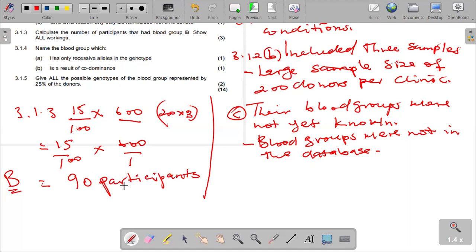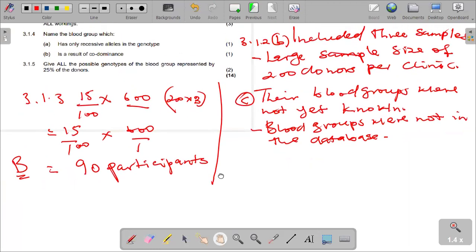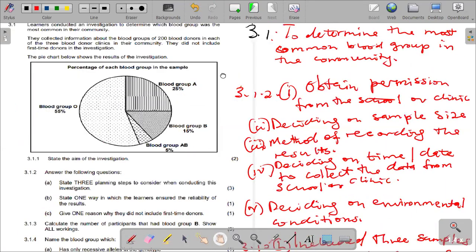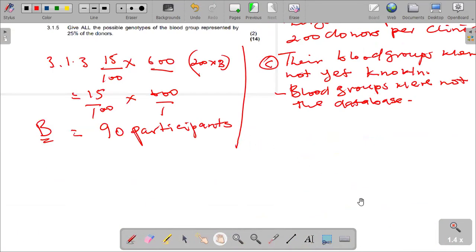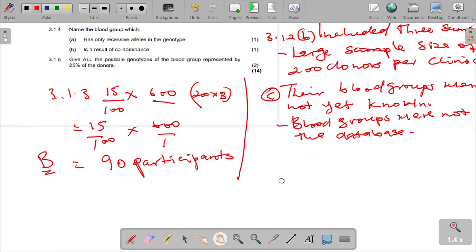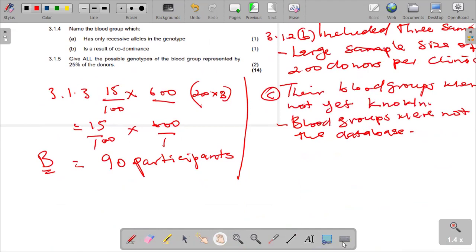And then question 3.1.4: name the blood group which has only recessive alleles in the genotype. I'm sure that from the first question that we have answered, this can be seen from our first calculations there. The blood group which has got only recessive alleles in the genotype is blood type what?